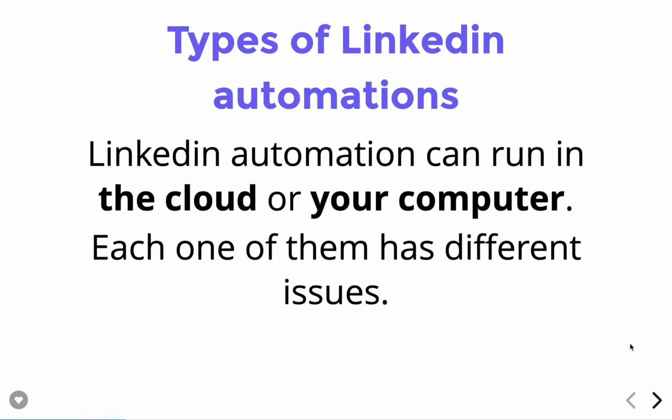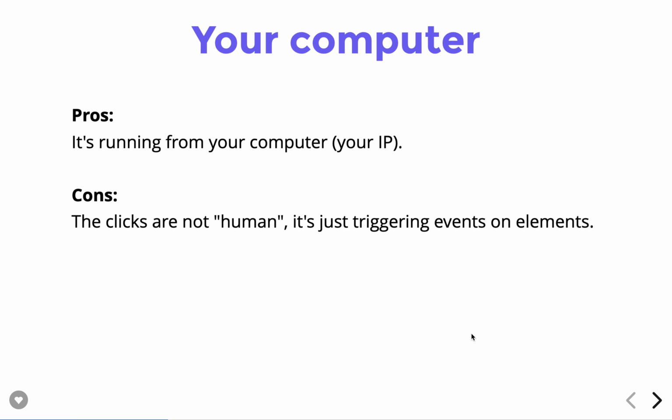So what types of LinkedIn automation are there? There are 2 types. There are cloud automation and local automation on your computer. Each one of them has different issues. On your computer, it's very good to run automation because it's using your own IP address. And that's very good. The problem is that when you're using your computer, it's clicking on the elements and not performing human clicks. That's dangerous.